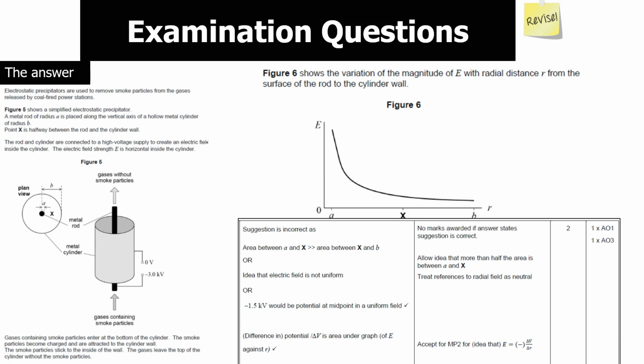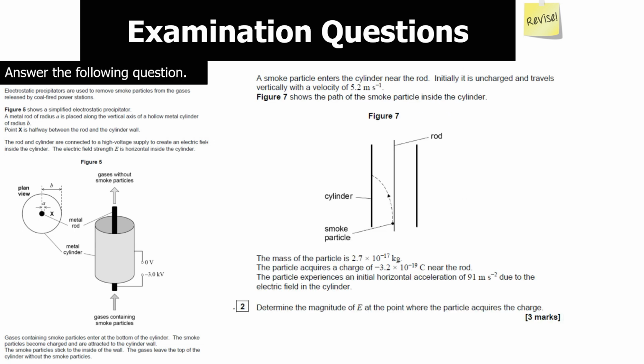The next question says a smoke particle enters the cylinder near the rod. Initially it is uncharged and travels vertically with a velocity of 5.2 meters per second. Figure 7 shows the path of the smoke particle inside the cylinder. The mass of the particle is 2.7 times 10 to the minus 17 kilograms. The particle acquires a charge of minus 3.2 times 10 to the minus 19 coulombs near the rod. The particle experiences an initial horizontal acceleration of 91 meters per second squared due to the electrical field in the cylinder. Determine the magnitude of E at the point where the particle acquires the charge.